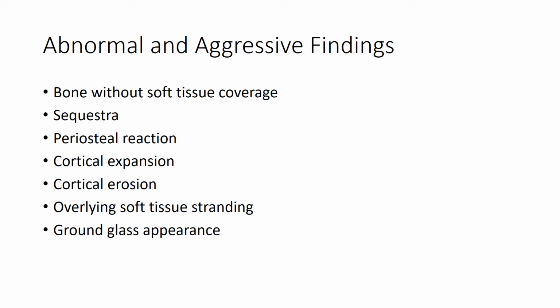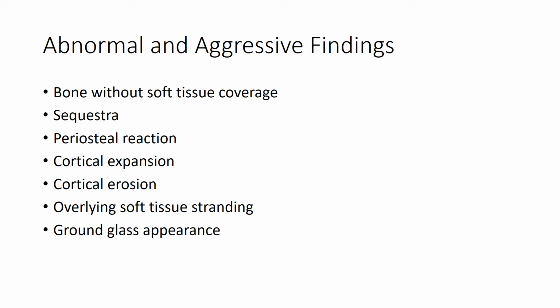Cortical expansion is a sign of an aggressive lesion, but it still doesn't mean it's a malignant lesion. There's a number of odontogenic cysts that will cause cortical expansion, but are not malignant. Cortical erosion, on the other hand, is definitely more of an aggressive feature. There's no cyst or completely benign entity that would cause cortical erosion. Now, it doesn't necessarily mean it's neoplastic. Infectious causes can cause erosion as well.